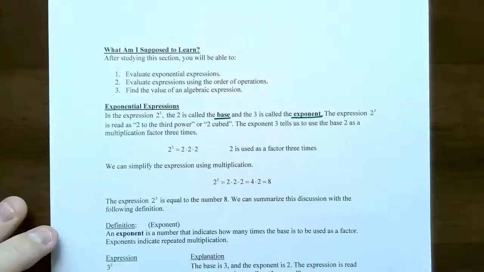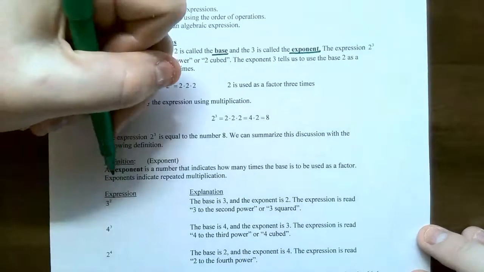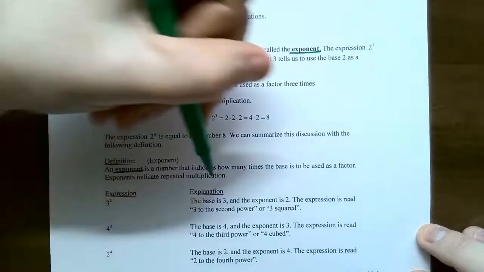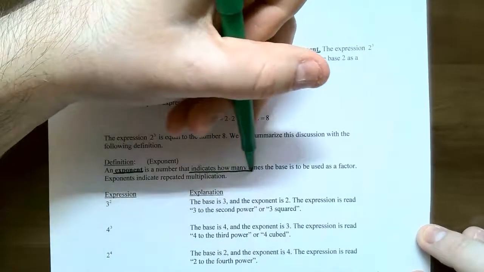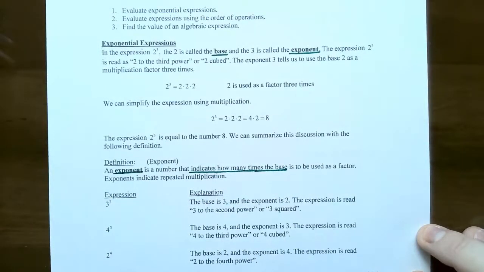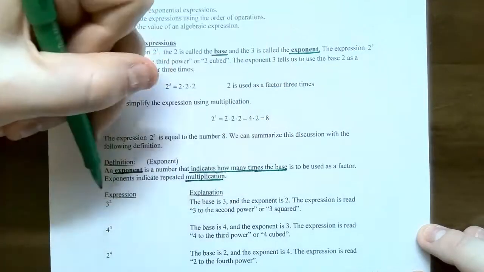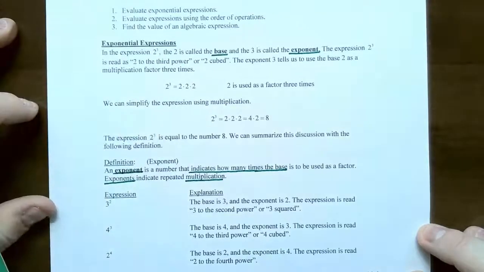So let's summarize what we just found out about exponents. An exponent tells you how many times you multiply the base with itself, and it's used as a factor. And exponents always indicate multiplication, never any other operation, always multiplication. So let's do a couple examples.